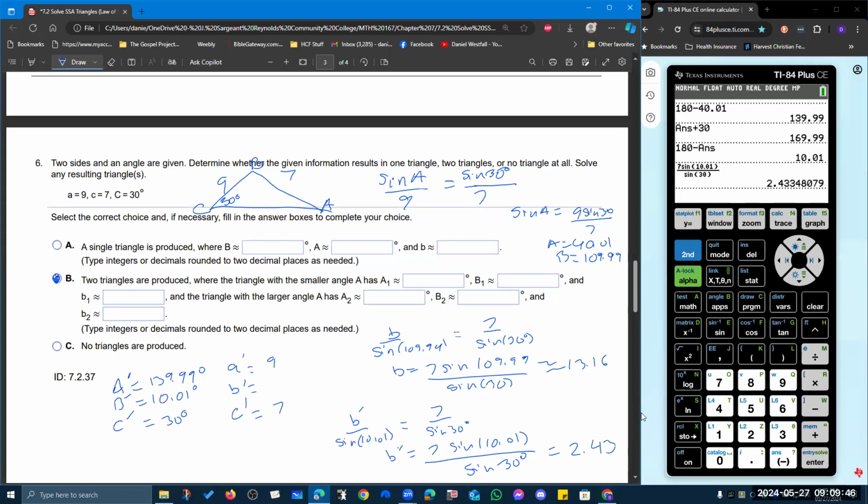and A1 is 40.01, B1 is 109.99, and little b1 is 13.16, A2 is 139.99, B2 is 10.01, and little b2 is 2.43.